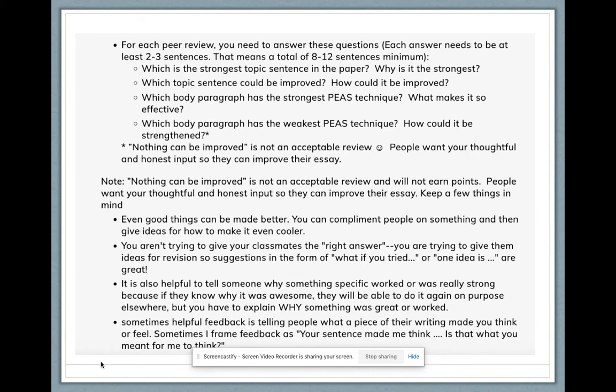Sometimes helpful feedback is just telling people what piece of the writing, how it made you think or feel, or what ideas came up. That can be helpful too, because what you're doing partly in peer review is letting the writer know as the audience what's working for you, right? And it's all about audience, especially now that we're dealing with this kind of targeted argumentation in Major Essay 2.